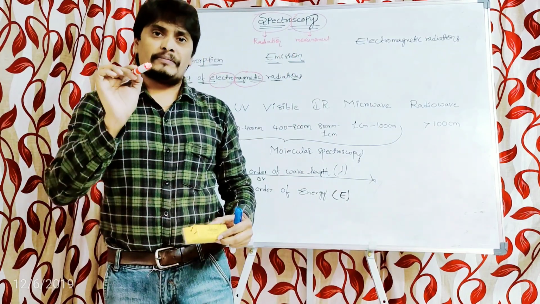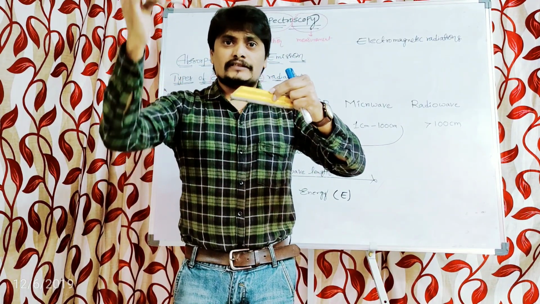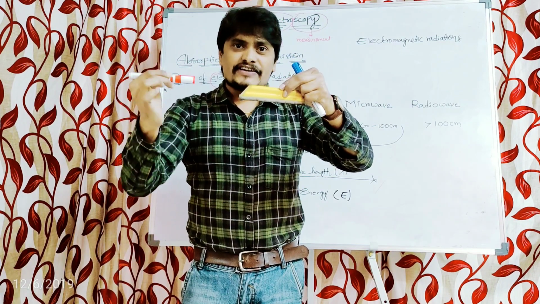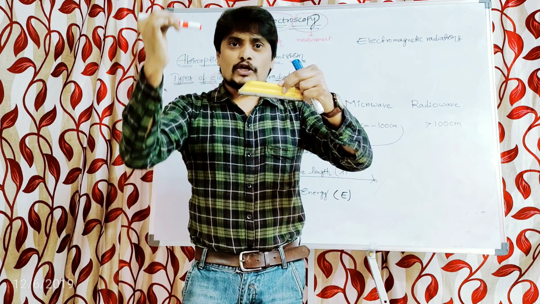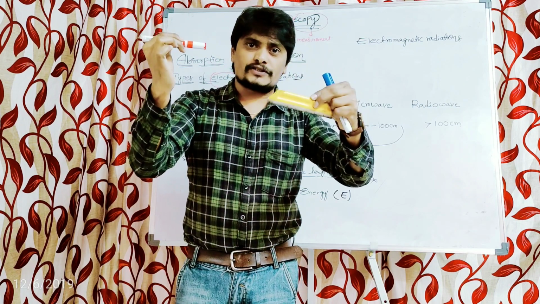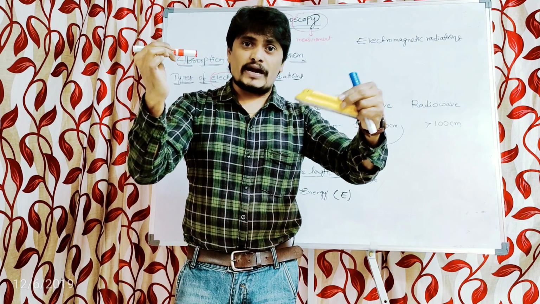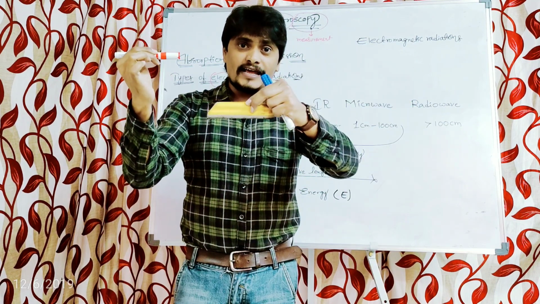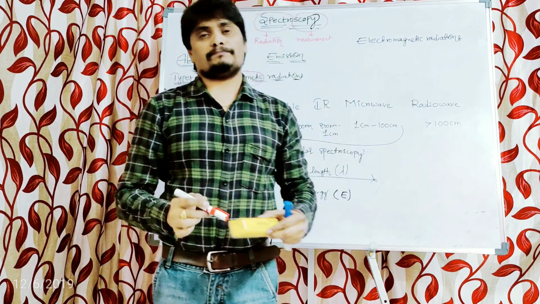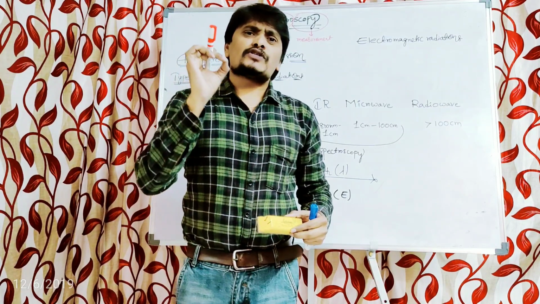emission spectroscopy. So do remember, students, the study of interaction of the electromagnetic radiation with matter is called spectroscopy, and this interaction between the electromagnetic radiations and matter takes place in two ways. The one is absorption. If absorption takes place, then the spectroscopy is called absorption spectroscopy. On the other hand, if emission of the radiation takes place, then it is called emission spectroscopy.